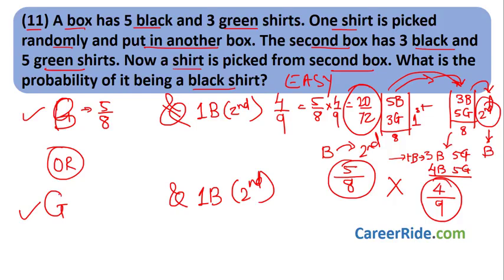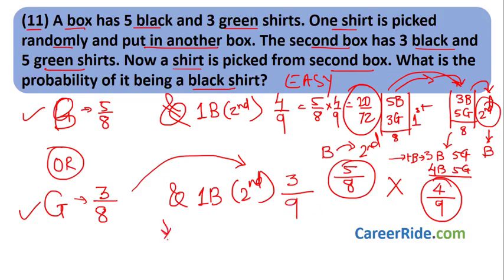Now instead of black you can choose a green shirt from the first box. What will be its probability? The probability will be simply choosing a green shirt. That means there are 3 possibilities because there are 3 green shirts divided by total number of shirts. Now this green shirt goes to the second box. Okay, now you have to choose the black shirt from the second box. How many black shirts are there? 3 black shirts, and now 1 green has been added, so total number of shirts will be 3 black plus 5 green, that is 8 shirts plus 1 green from the previous, so that would be 9.